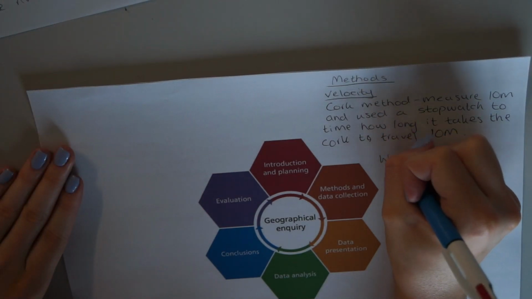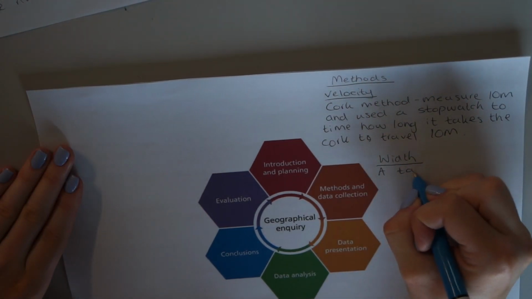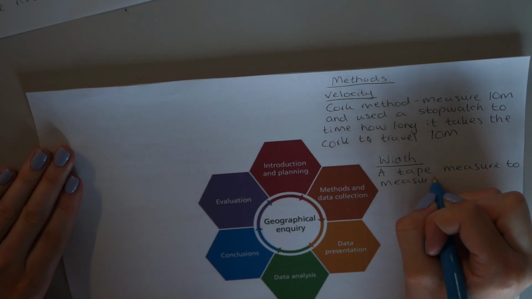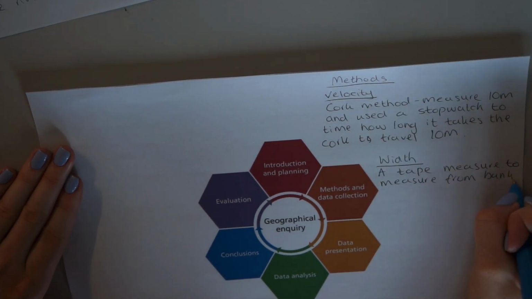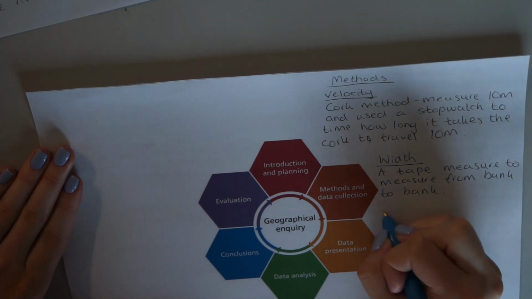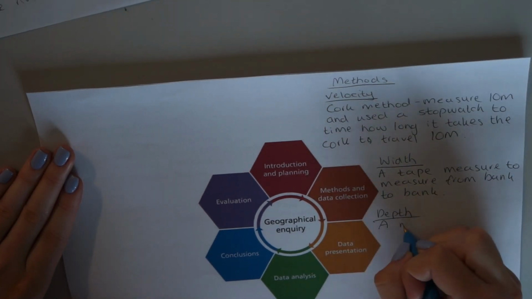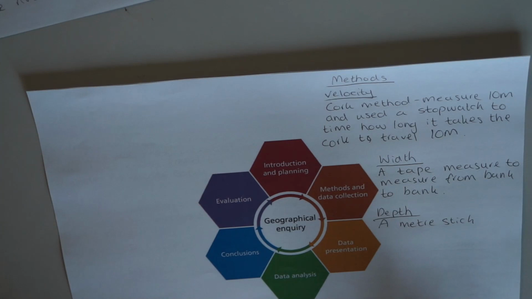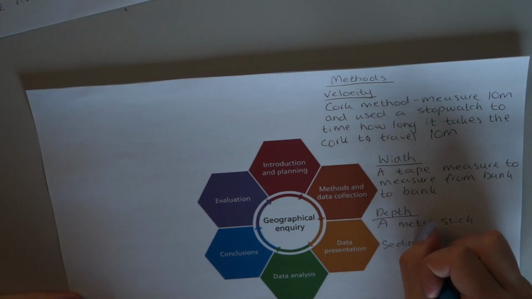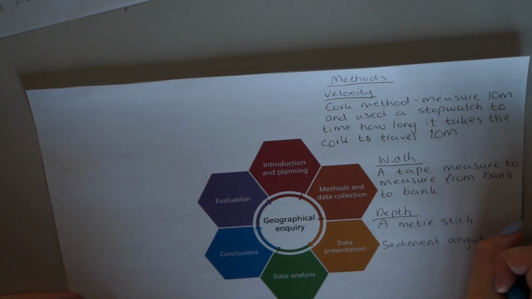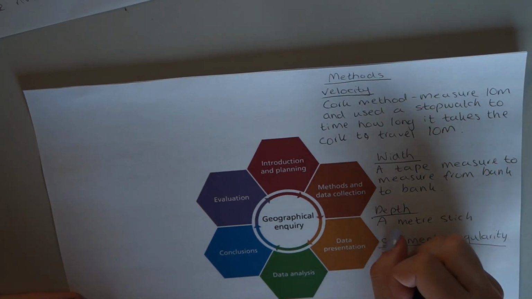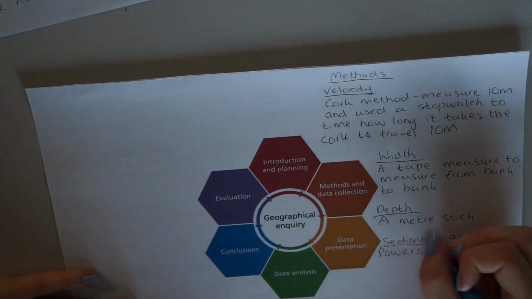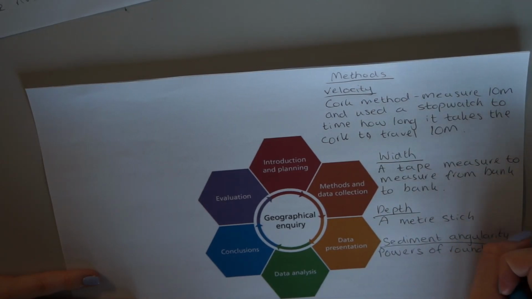Then we can look at the width. So we used a tape measure to measure from bank to bank. We measured the depth using a meter stick, and we also measured sediment size, and we looked at sediment angularity. So was the rock round or not? To measure sediment angularity, we used the Powers of Roundness chart.